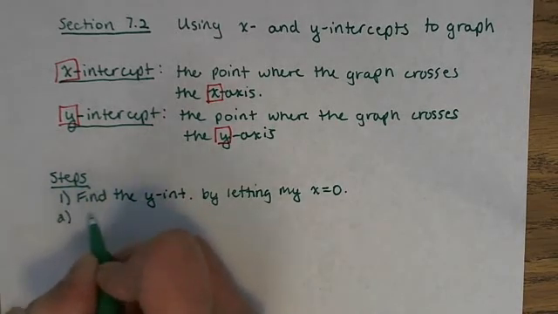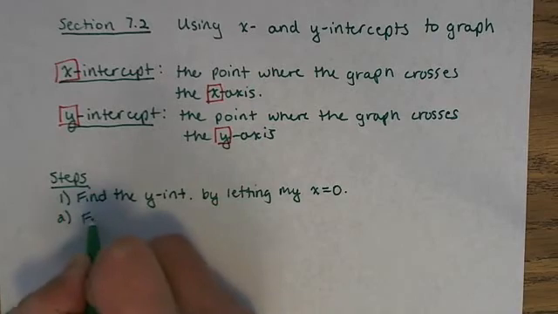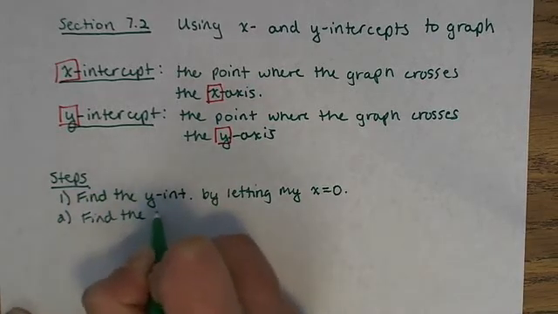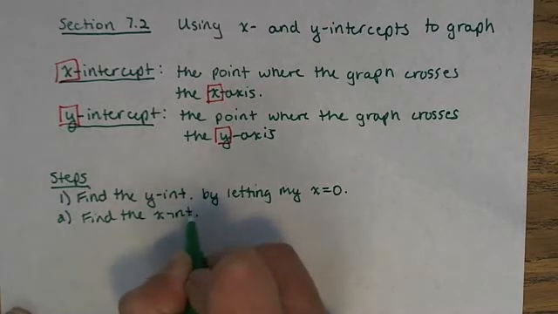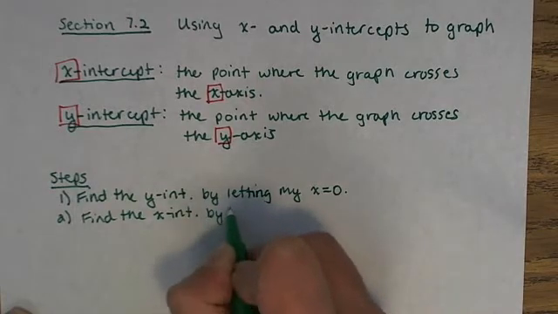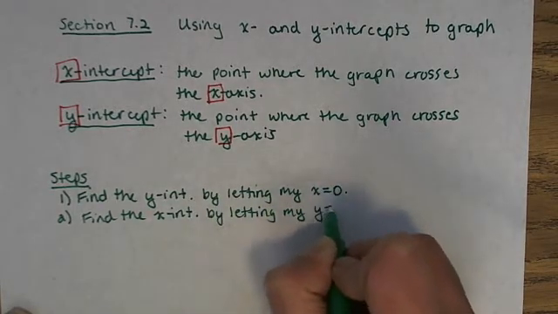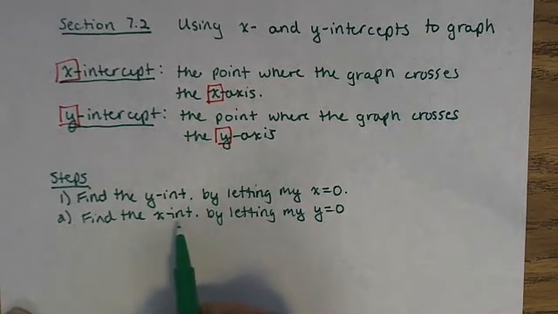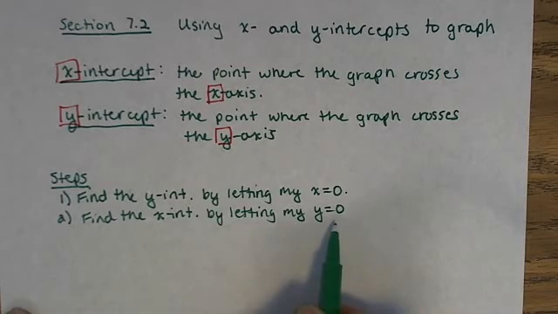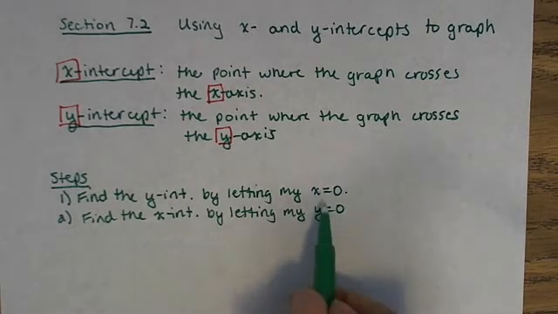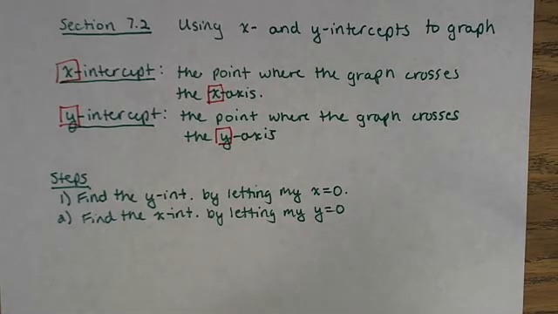The second step is to find the x-intercept, but this time I'm going to let my y equal 0. So again, the x-intercepts all have an x value, and then the y-coordinate is always 0. So I've got two very specific points I'm going to find here.